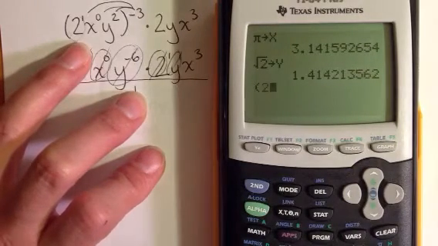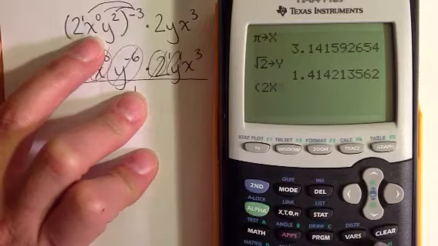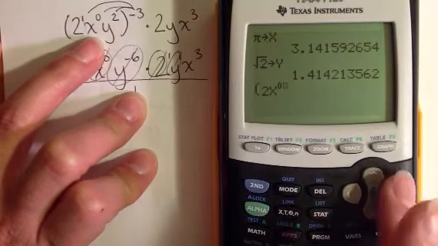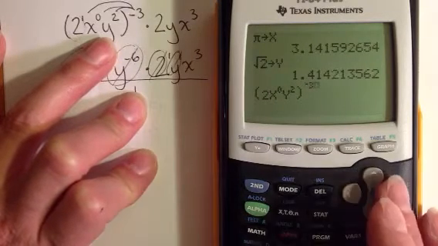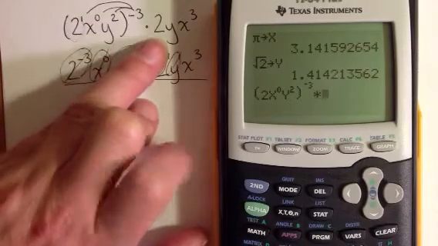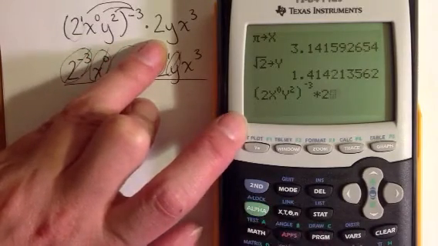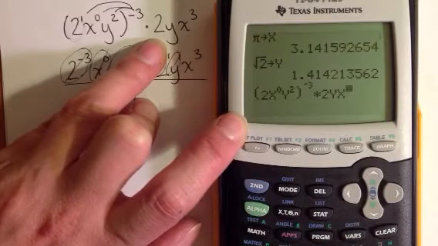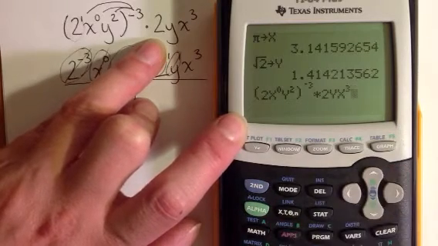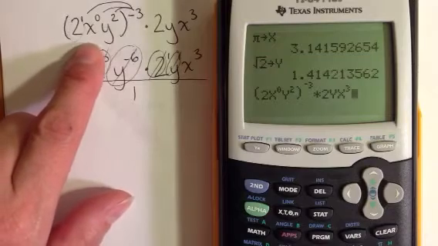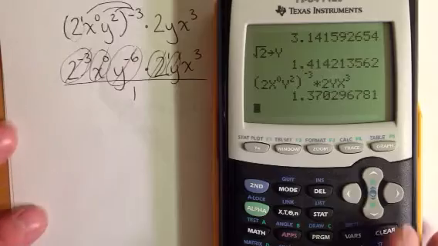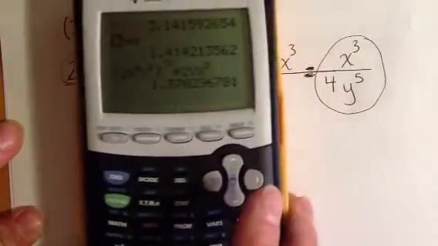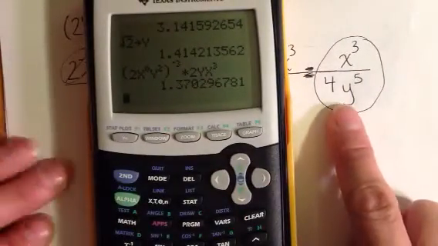So the original problem was 2x to the 0 power times y squared, close the parentheses, all of that to the negative third power, times 2y x to the third power, and get out of that exponent. Okay, so that's my original problem. Double check that. Yep, that's all right. And now I'm going to see if that's equal to the answer I got over here.